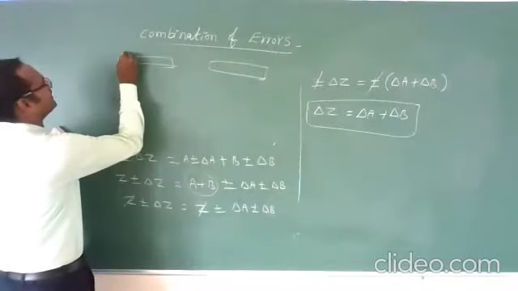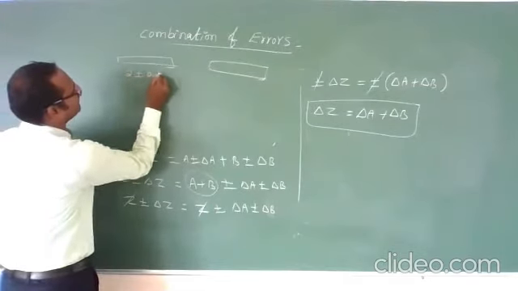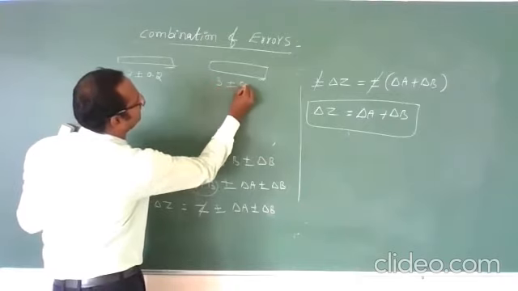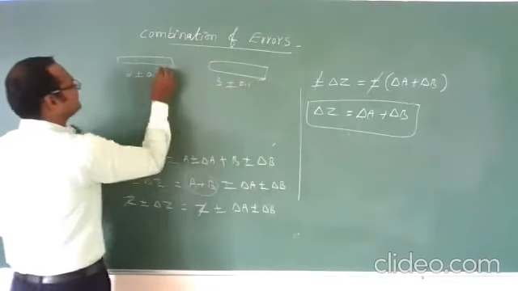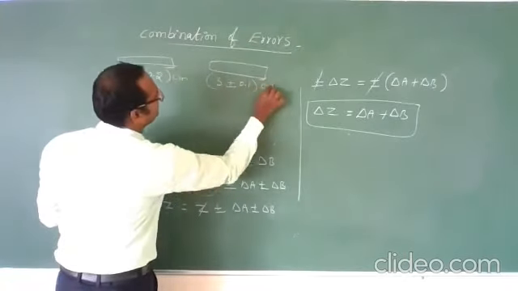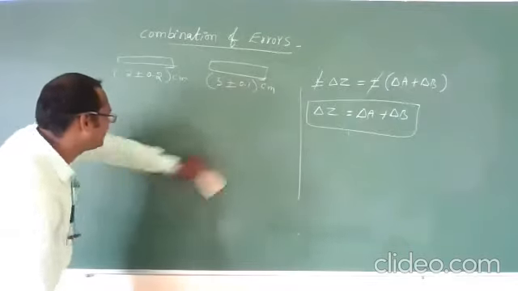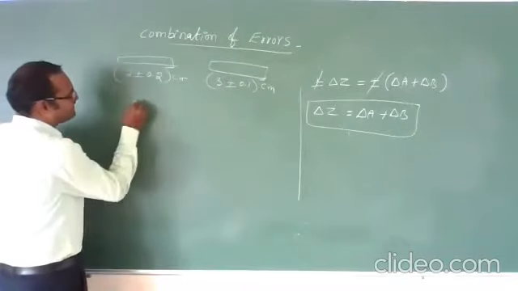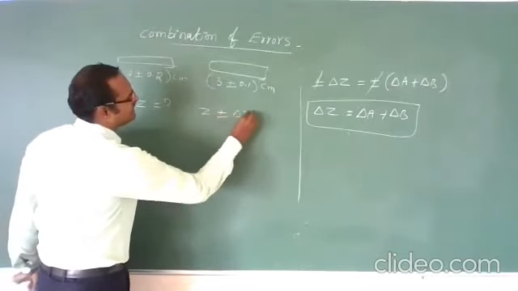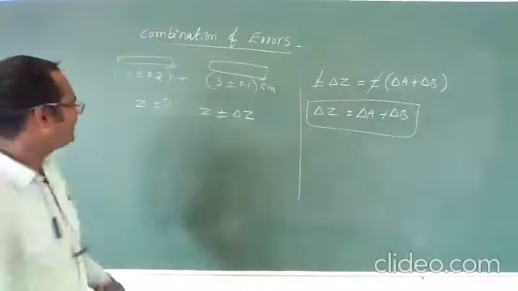This rod's value is given as 2 plus or minus 0.2. This rod is given as 3 plus or minus 0.1, in centimeters. Now I want the total reading. Total reading is Z plus or minus delta Z. How much do I want? Got it?